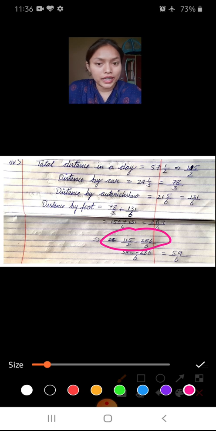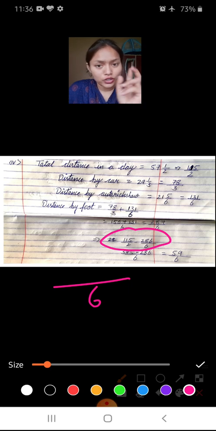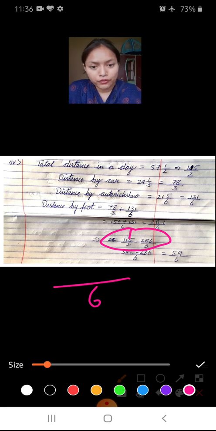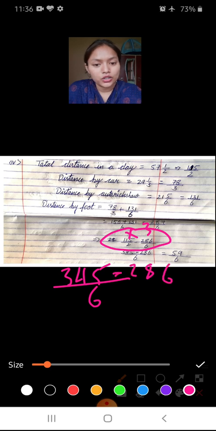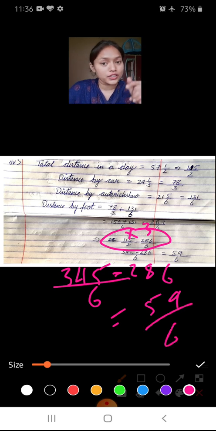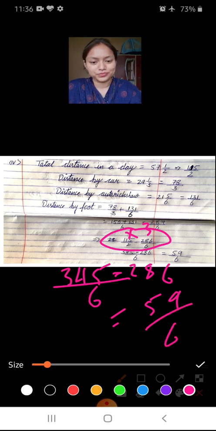If you take the LCM of 2 and 6, you will get 6. Then 2 times 3 is 6, so we will multiply 115 by 3 and get 345. Similarly on this side, 6 times 1 is 6, so we subtract 287. So what do we get? 58 by 6. So this is the total distance he will travel by foot.